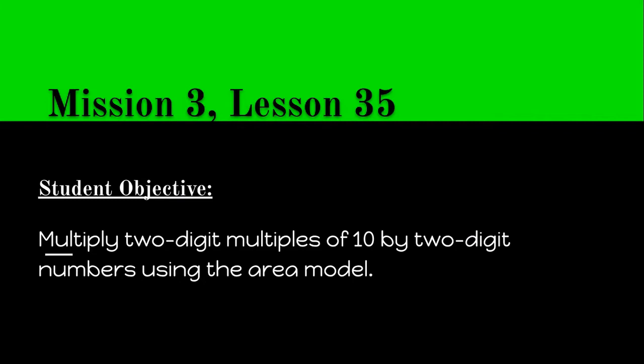And welcome to Mission 3, Lesson 35, where our student objective is to multiply two-digit multiples of 10 by two-digit numbers using the area model. So we're getting back into multiplication, and we're going to do a 2 by 2 digit multiplication problem. We're starting off a little easier here because one of those two numbers is going to be a multiple of 10. And we're going to look at the area model to solve that. So let's take a look.